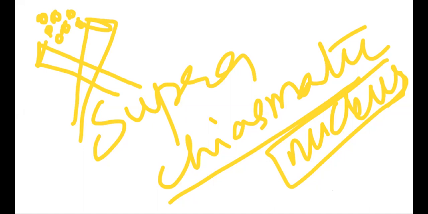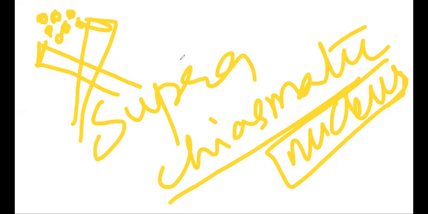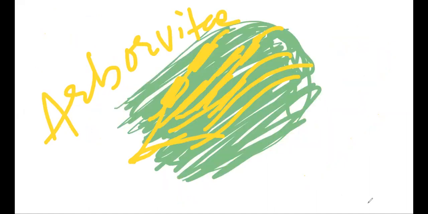Let's go back. Let us see some more issues here in the brain related to our learned basics, related to the arbor vitae I mentioned. Now you see this line. It is surrounded by a sheath of gray matter called the cerebellar cortex. Surrounded by gray matter means the yellow color is white matter. You should understand.